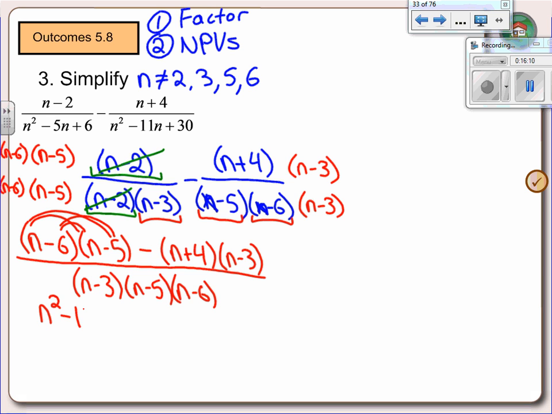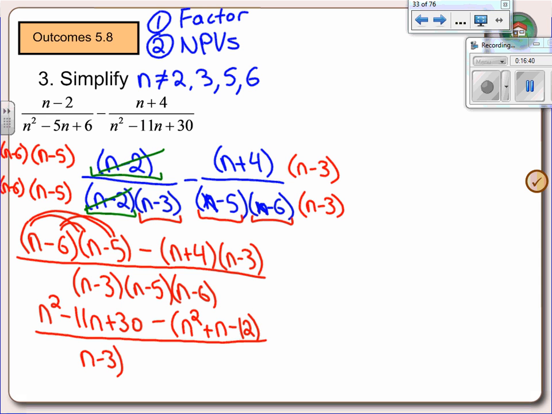I did that pretty quick. If you need to take an extra step or do it on scrap paper, that's okay. The other one's going to become minus. And I'm going to put it in brackets because that minus needs to apply to all three things I get from when I FOIL it. So plus n and then minus 12, all divided by n minus 3, n minus 5, n minus 6.